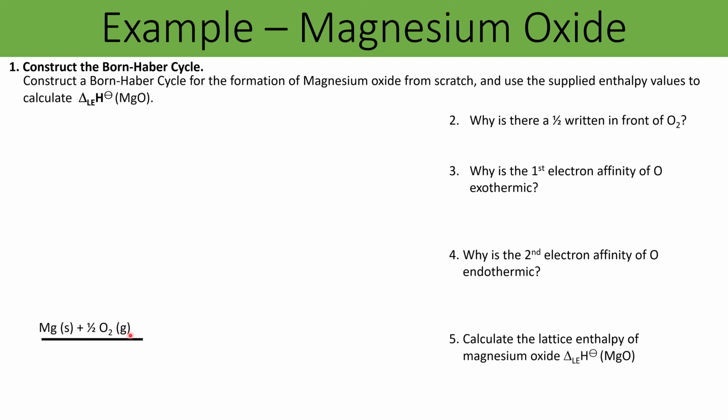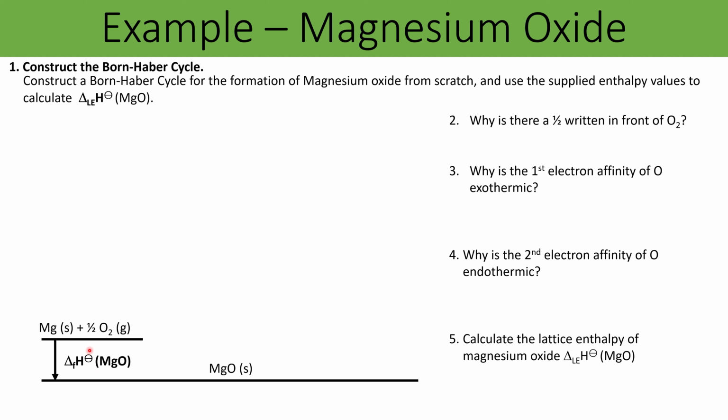Because O2 is the standard way that we write an elemental oxygen, and it's half of it because we only need 1 atom of it or 1 ion of it in the product. And it's gaseous in its standard state. Well, we're trying to form magnesium oxide, which is a solid. So this enthalpy change between the elements in their standard state and 1 mole of the ionic compound in its standard state would be the enthalpy change of formation for magnesium oxide in this case.